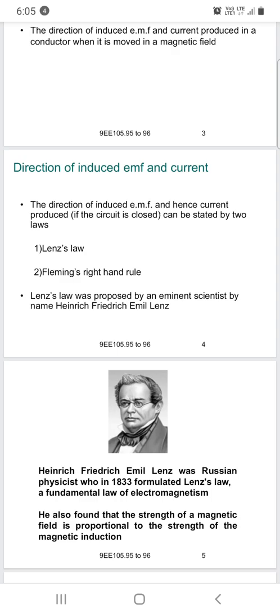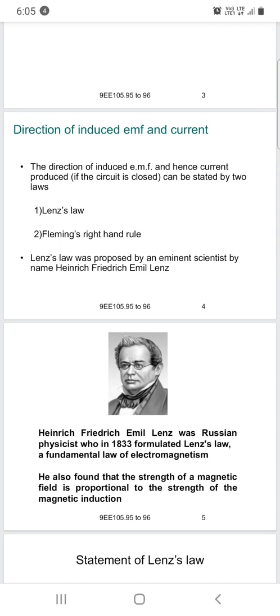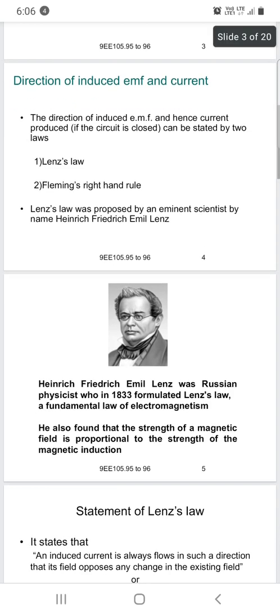If the circuit is closed, the current is flowing. So the direction of induced EMF and current produced can be stated by two laws. The first law is Lenz's law. The second law is Fleming's right hand rule. So the first law is Lenz's law.